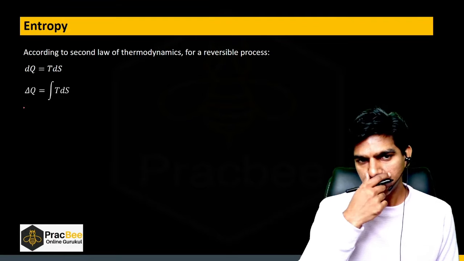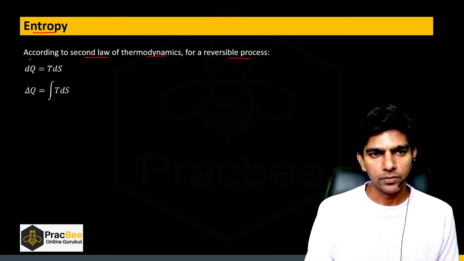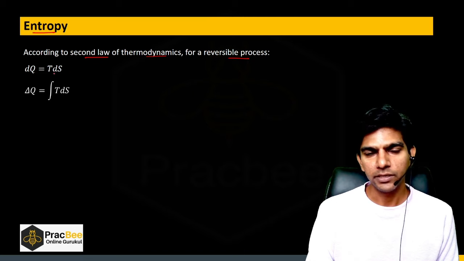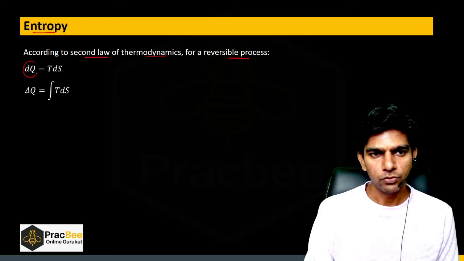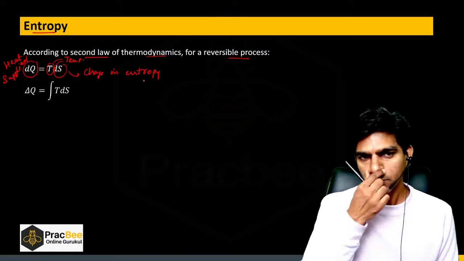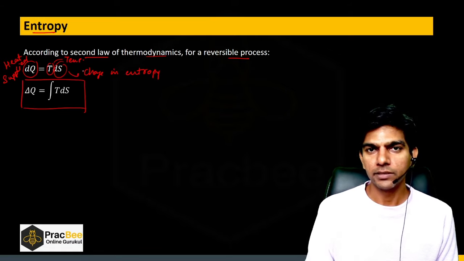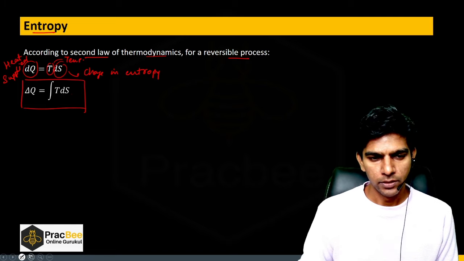Now this is the last concept of this one shot, which is entropy. Now according to the second law of thermodynamics, for a reversible process, the heat supplied is nothing but T times dS, where dQ is heat supplied, T is the temperature, and dS is the change in entropy. So by using this relation, we can find the heat supplied by taking the integration of TdS. So how can we use this?